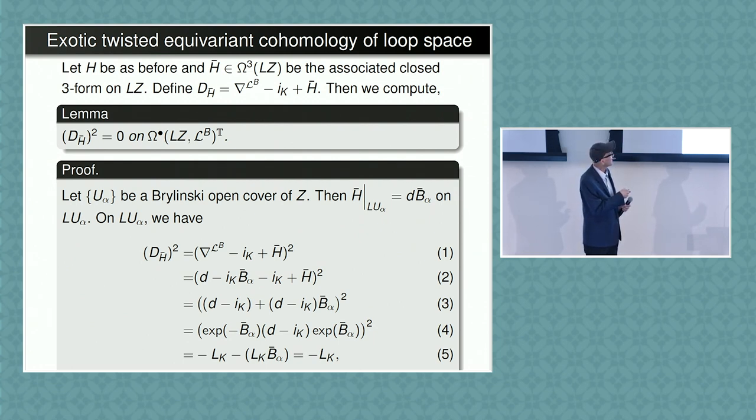So this is like a Witten conjugation trick. If you look at the square, and you plug in what nabla H is, d minus iK B alpha, and then minus iK plus H bar squared, and you rewrite it as such, then you can write it as an exponential of B alpha, d minus iK, exponential of minus B alpha, and that's the Lie derivative, minus the Lie derivative of B alpha, which is zero. So it's just the Lie derivative with respect to the rotation, and on invariant forms, the Lie derivative vanishes. So therefore, you get that it's a differential. It's the first place I've seen the superconnection appearing naturally.